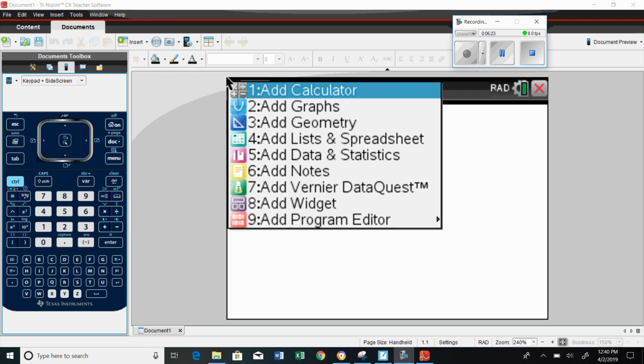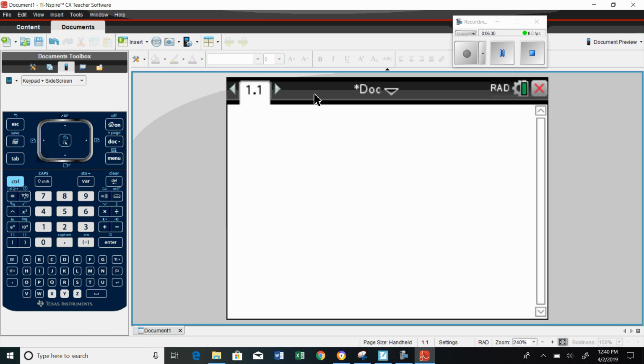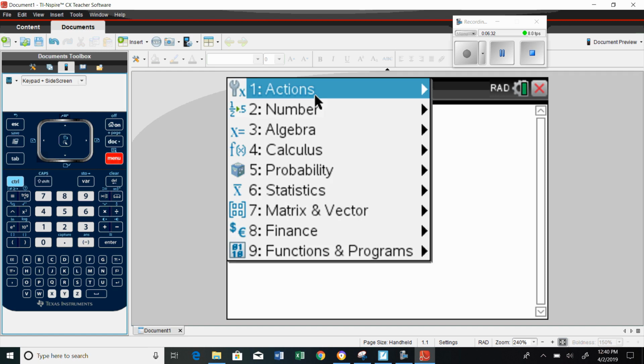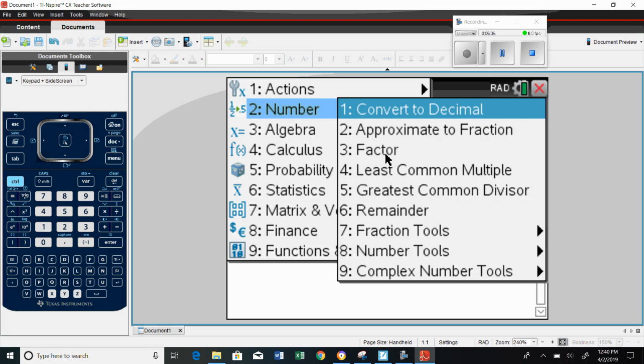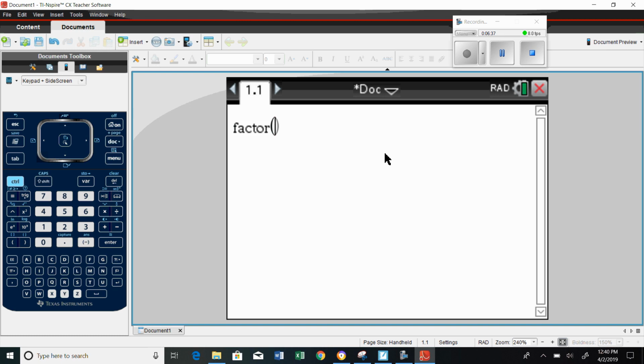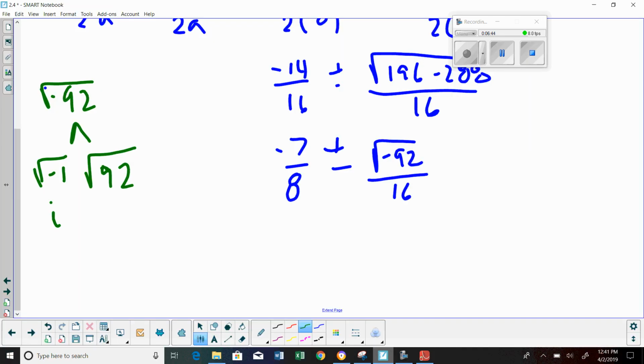if I pull up my calculator, I can get some little help here. I'm on a calculator page, and I do menu, number, and choose factor. I can say, what are the factors of 92? And it tells me it's 2 squared times 23. So if I go back to my notes here, this is going to be the square root of 2 squared, which is 4, times the square root of 23. So I get i times 2 times the square root of 23.